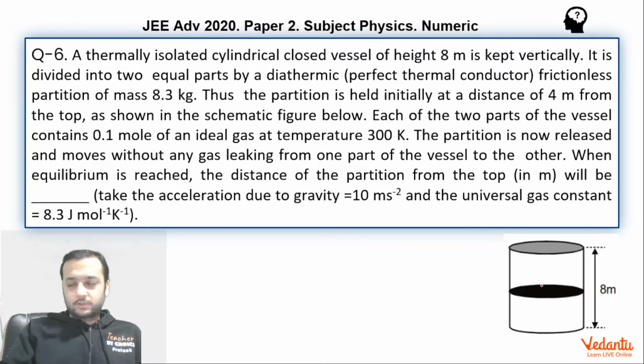This is an insulated cylinder in which there is a piston of mass 8.3 kg, and this piston is frictionless, so it can slide. Initially the piston divides this container in equal halves, so somebody must be holding this piston, and we have to understand that this whole system is in a vertical plane, vertical axis. That means the effect of gravity has to be taken, right?